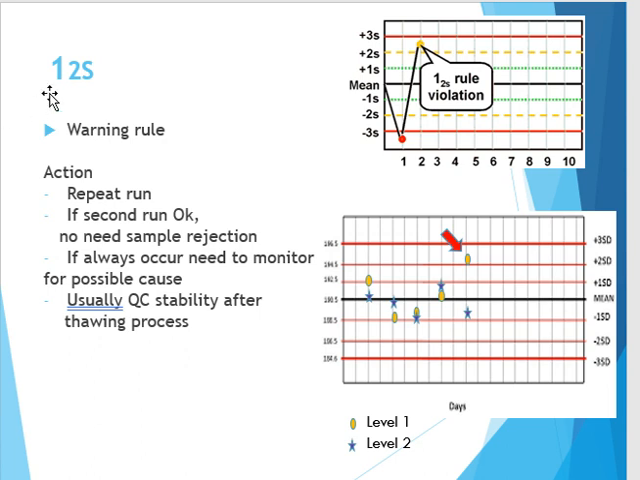Okay, how about the 1-2S rule? 1-2S means one QC has violated outside plus minus 2 SD. It is a warning rule. Action: just repeat the run. If the second run is okay, no need to do sample rejection. Meaning that if 1-2S happens and you repeat the QC, and then it is within plus minus 2 SD, the patient results that had been run during this time do not need to be rejected. You can release those patient results because the second QC run is okay. However, if this 1-2S always occurs, then we need to monitor for a possible cause. Usually it is because of QC stability after the thawing process.